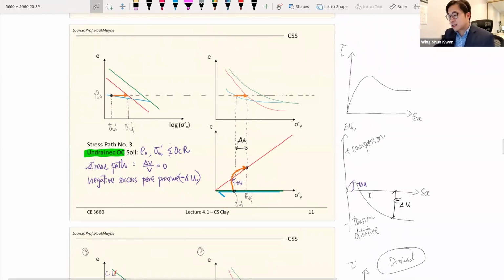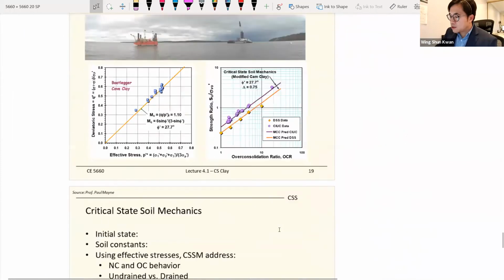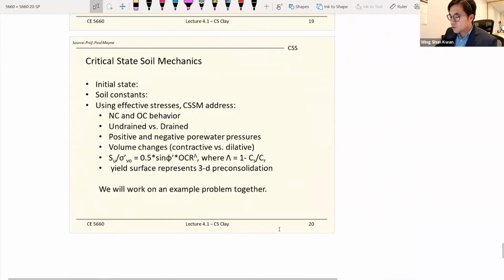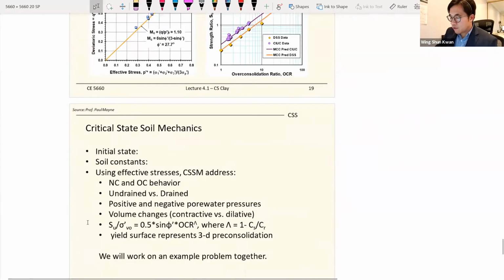Are you expecting dilative behavior or compressive behavior? Are you expecting generation of excess pore pressure, positive or negative? So putting all this together, that's the critical state framework. And we worked through our simple examples, also using the Griffin stress concept, how to set up a simple mathematical model to predict the soil strength. So that's a good use of critical state soil mechanics.